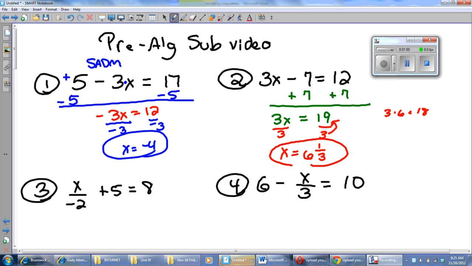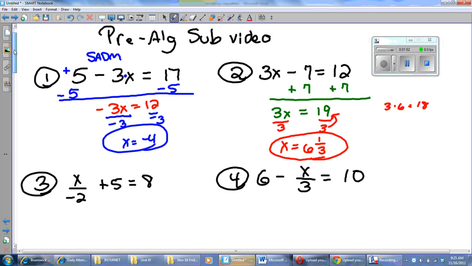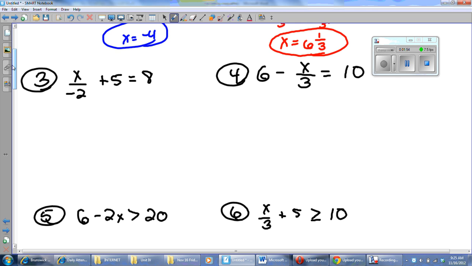And there you go. Man, you guys are so smart. Good work. All right, number three. I'll bet Paige can say, hey, let's subtract 5 from both sides. And she'd be absolutely correct. And we're going to get x over negative 2, and that's going to equal 3.